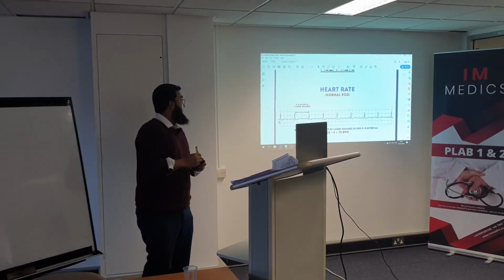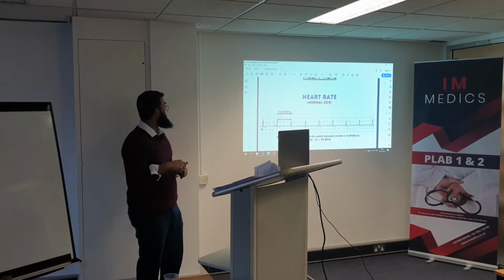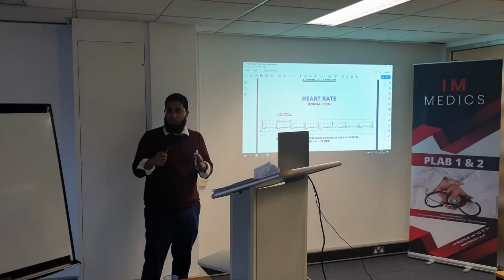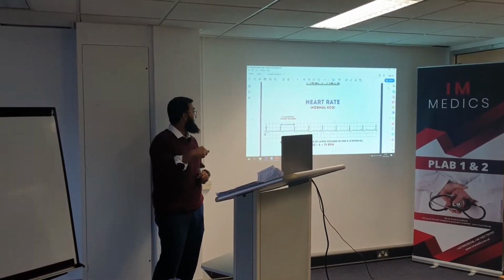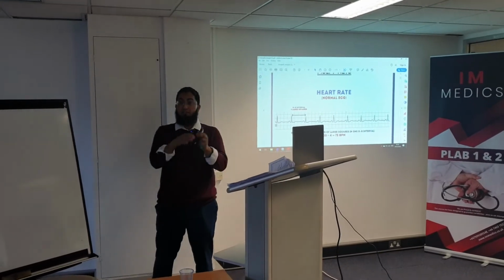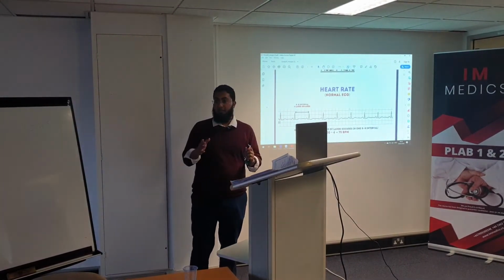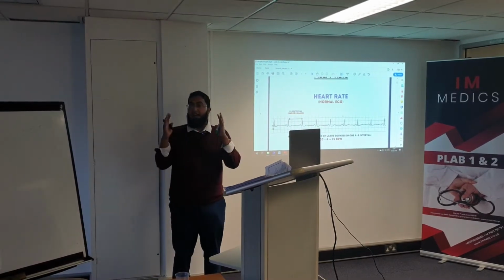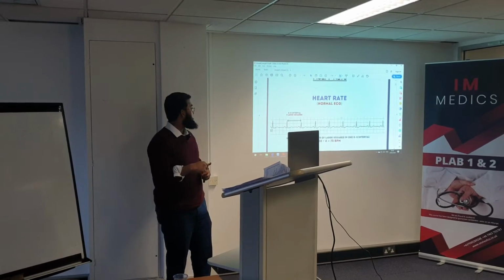So ECG rate, very simple, 300 divided by X. X is going to be the number of large boxes between the QRS complexes. The problem is this only works if the rhythm is regular. But in the exam, you don't have much time, so you can use this to have an average idea, just a rough idea what sort of heart rate you are looking at.